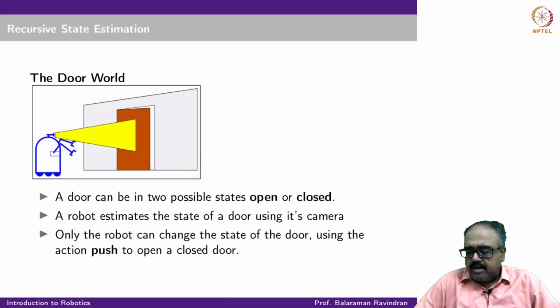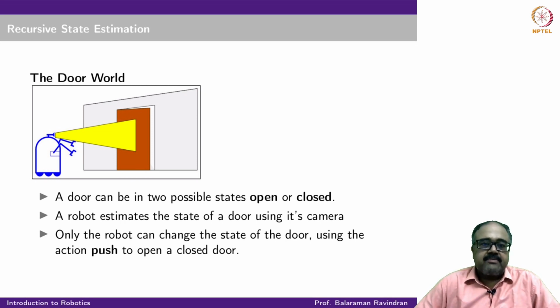let's just look at a simple example to illustrate this. We are going to call this the door world. This example is taken directly from the textbook. You have a robot with a camera, and it is standing in front of a door. The door could be in one of two states: it could be either open or closed.